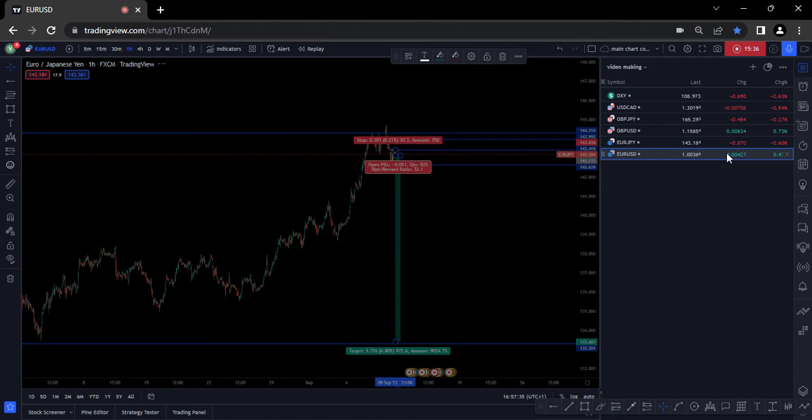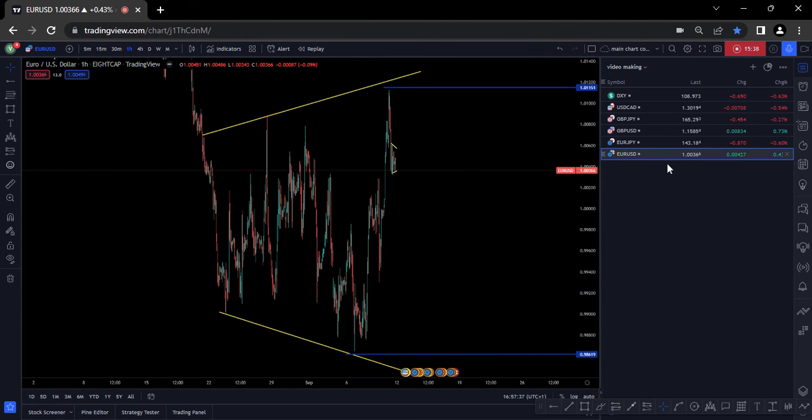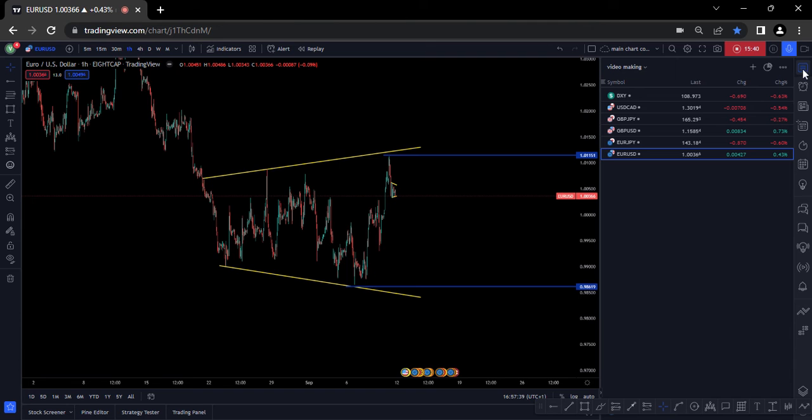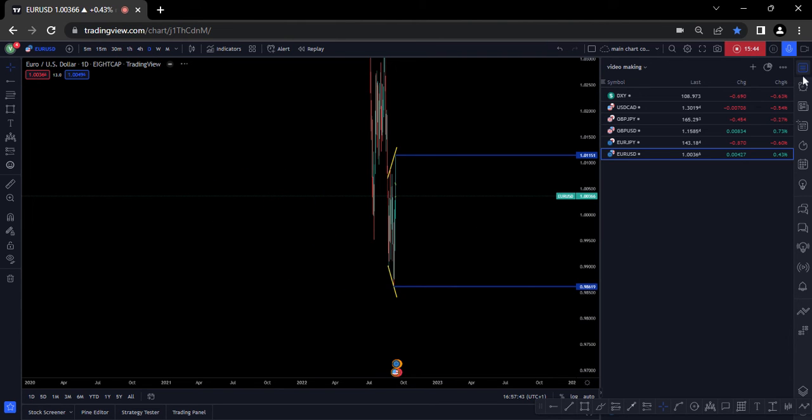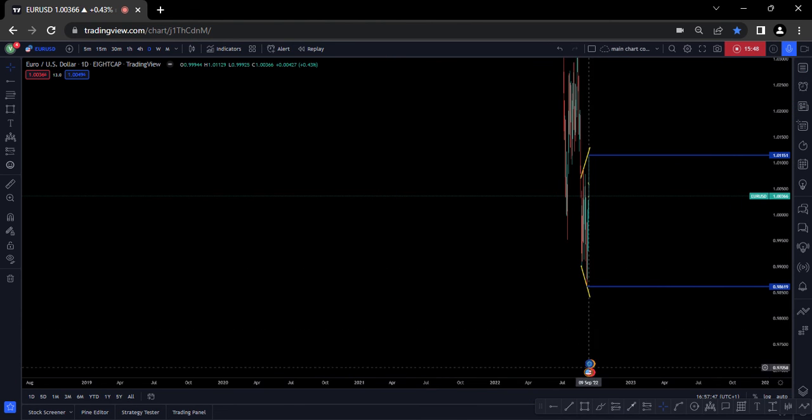So let's move to the last one, Euro USD. Euro USD on the daily, we don't really have much here. We just focus on the recent price action.